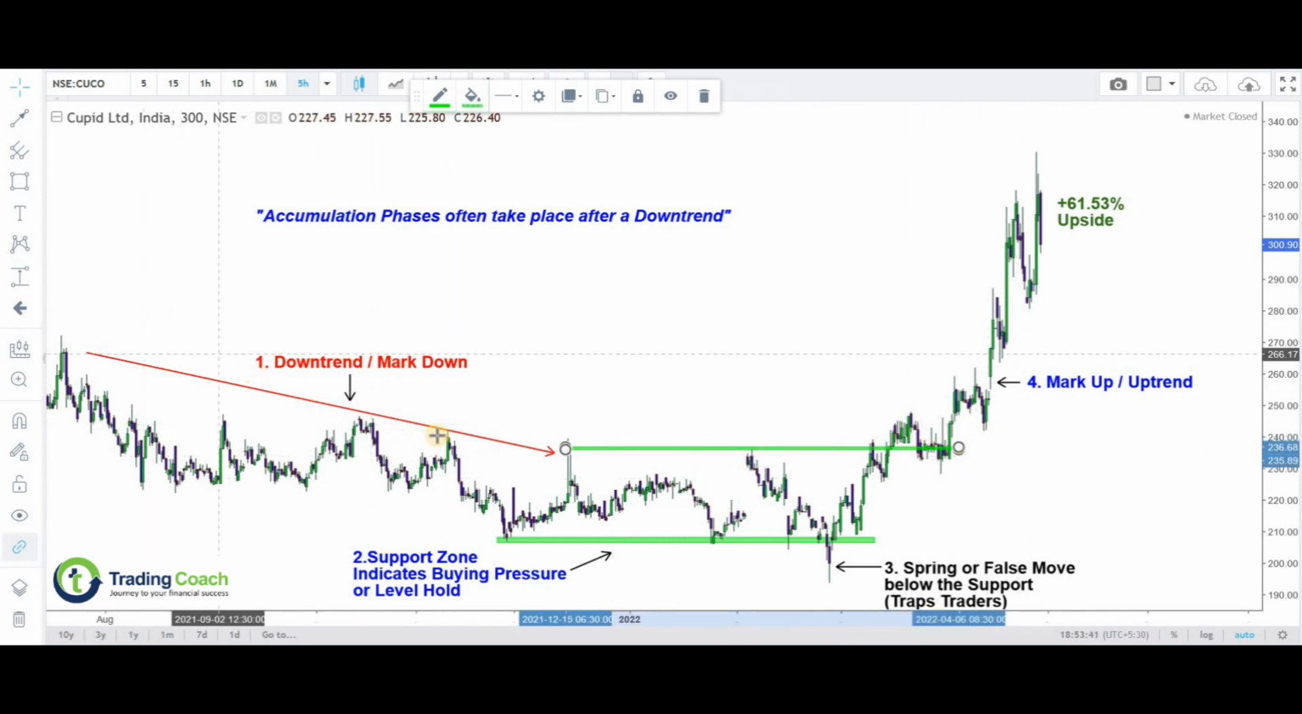So first you will see a downtrend or a markdown phase, then you will see a nice support zone holding the prices, then you will see a kind of a spring or a false movement, and right after that you will see a nice breakout, followed by the breakout you will see a nice markup phase. So this is how the setup usually works.